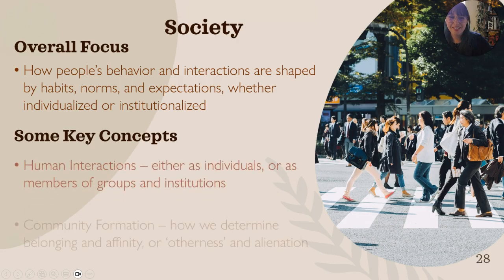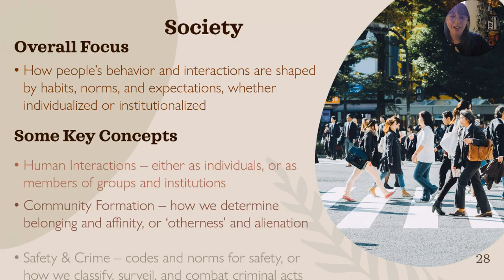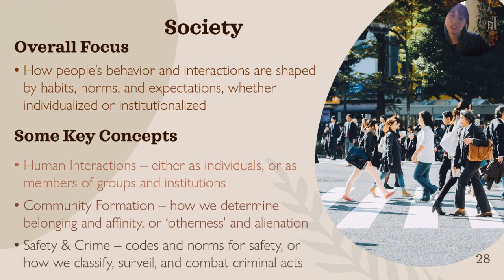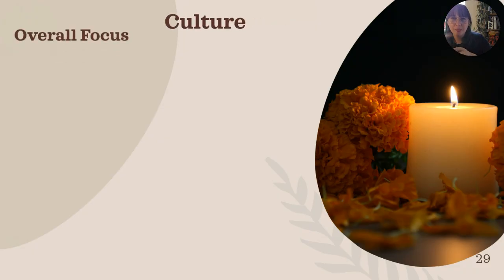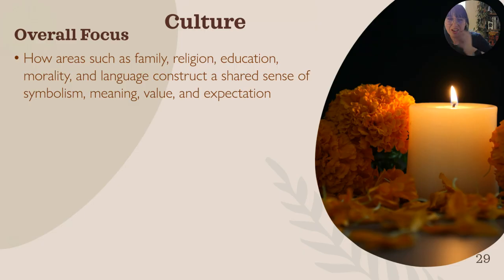Okay, some key concepts to dive deeper. Human interactions, so just picking apart what they are, what the norms are, what the expectations are. Community formation, so what do we do to constitute belonging, community, and connection, as opposed to otherness and alienation. And then safety and crime. So what kind of codes and norms do we have for safety and security, as opposed to what is criminalized, illegal, etc. And then policing. So how do we police the boundary between what's allowed and what's not?